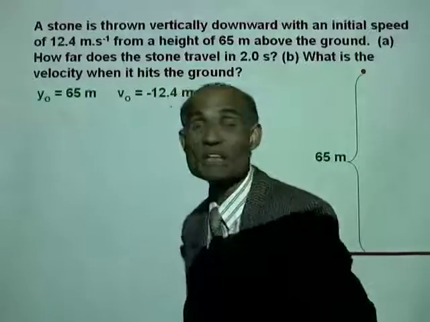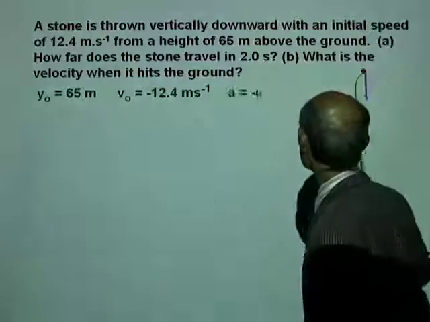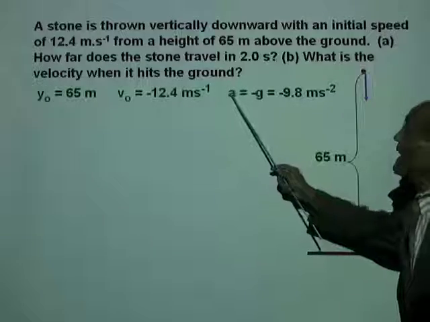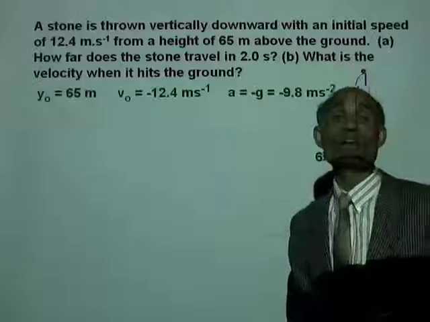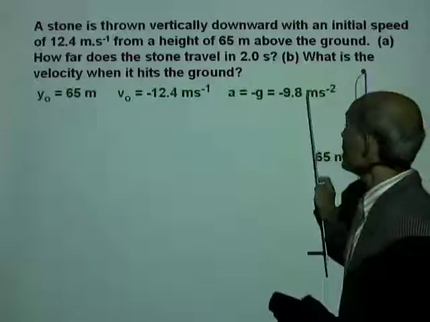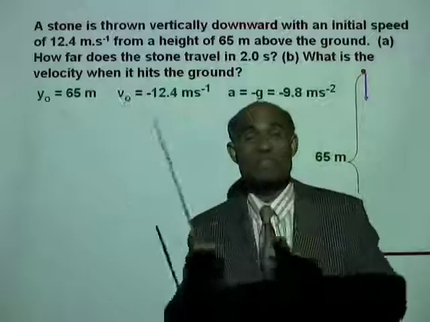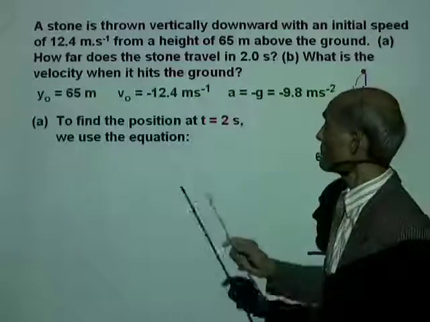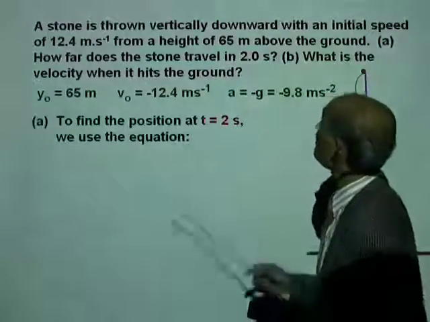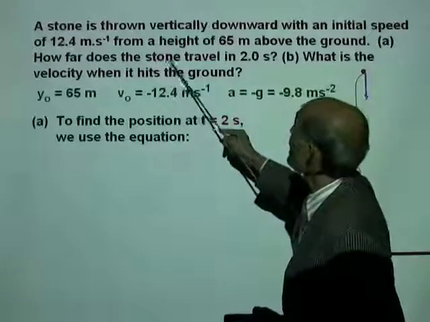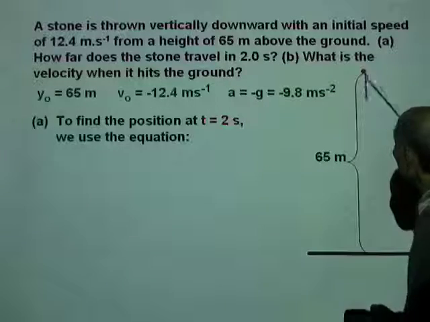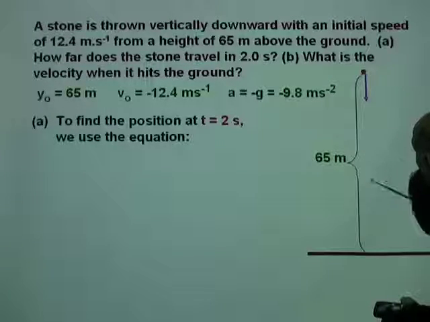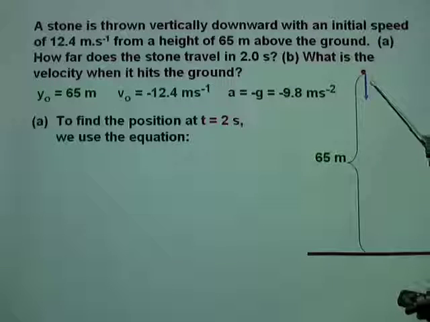It is directed downward. There, that is the initial velocity. And the acceleration is negative g, negative 9.8 meters per second squared. You see, you need to figure out these given data. Okay, we need to find the position. How far does the stone travel in 2 seconds? In other words, in 2 seconds it travels up to here. We need to figure out that distance.